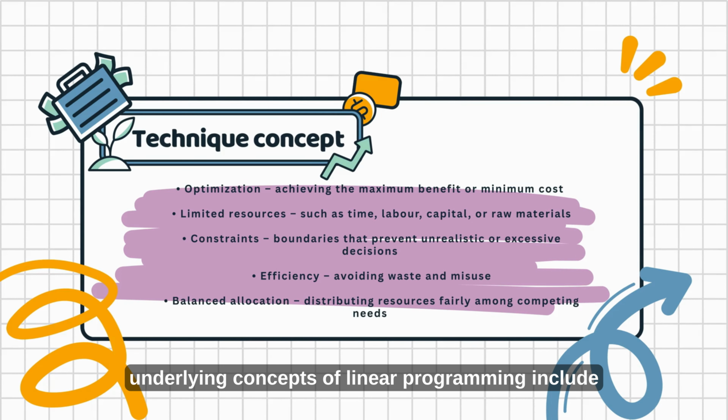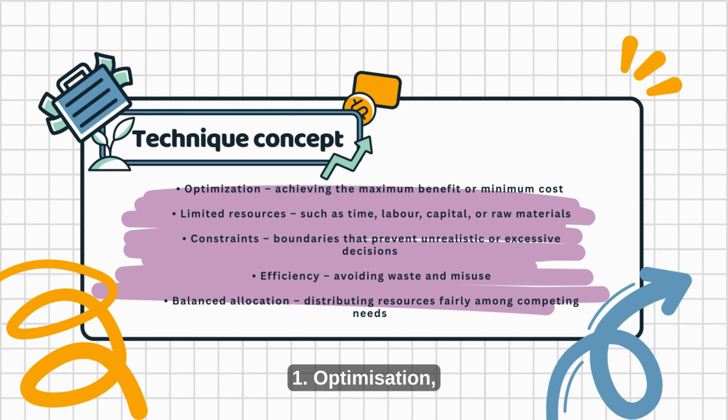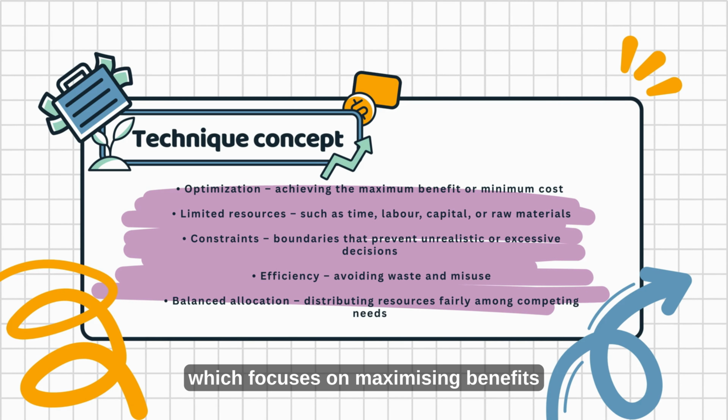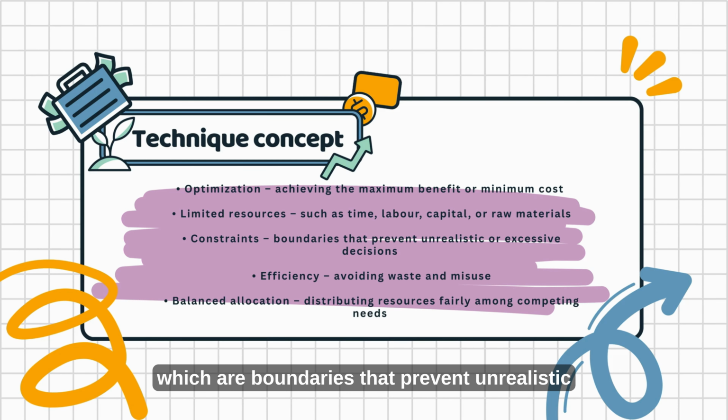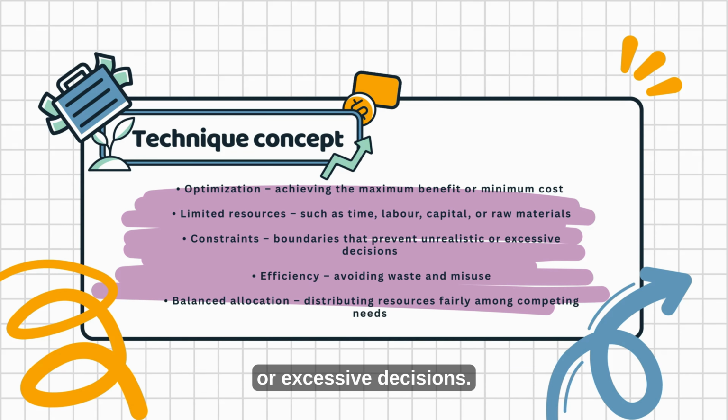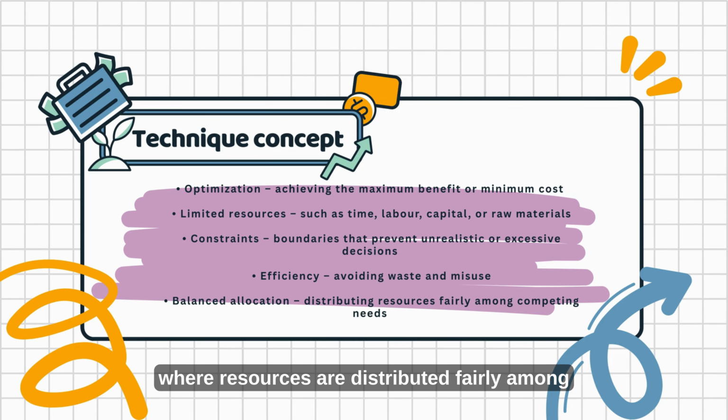Key underlying concepts of linear programming include: first, optimization, which focuses on maximizing benefits or minimizing costs. Number two is limited resources, such as time, labor, capital, or raw materials. Number three is constraints, which are boundaries that prevent unrealistic or excessive decisions. Number four is efficiency, which aims to avoid waste and misuse of resources. And the last one is balanced allocation, where resources are distributed fairly among competing needs.